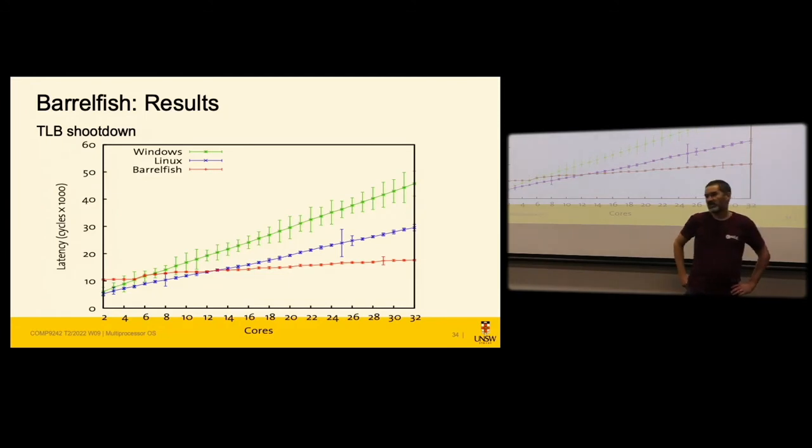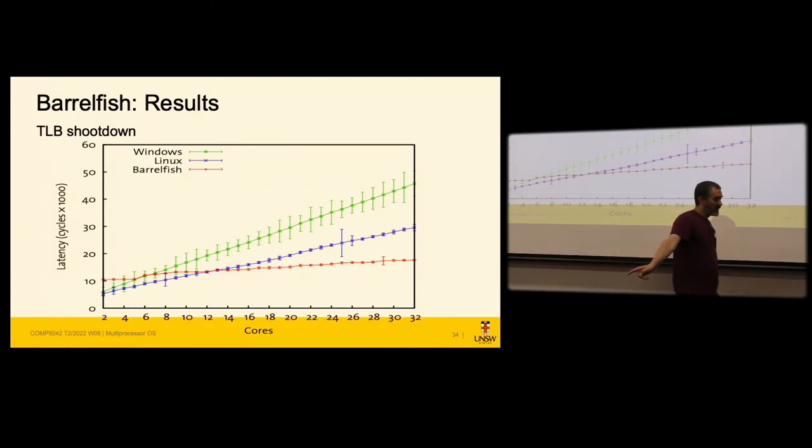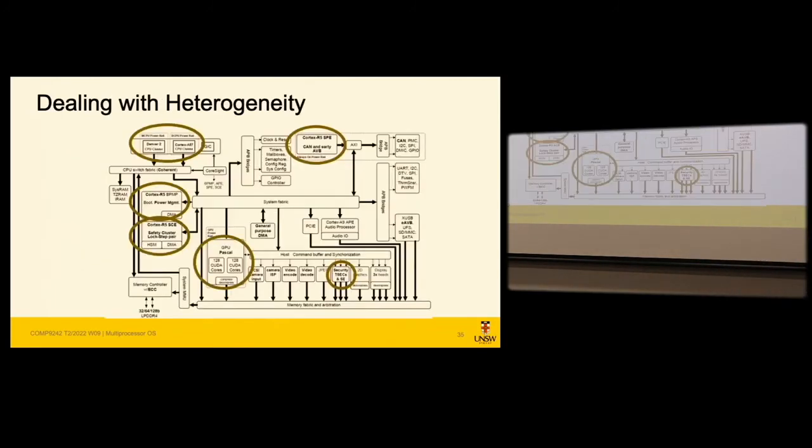So that essentially is the no-sharing approach. Barrelfish did this, and there were some other systems that did this as well. MIT, I think, had Factored OS, which was a similar approach. The last thing I want to talk about is heterogeneity, some of the issues and how to deal with them.